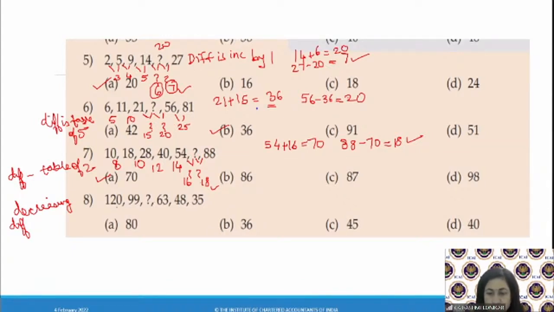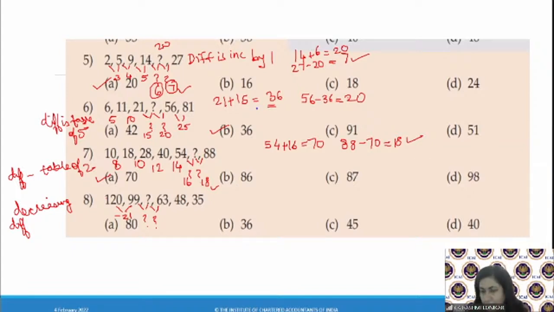How much is 120 minus 99? 120 minus 99 is 21. How much is this difference? I don't know, because I don't know this number. I'm not able to find this. But they will always give you something more. So this is minus 21. 99 minus 120 is minus 21.